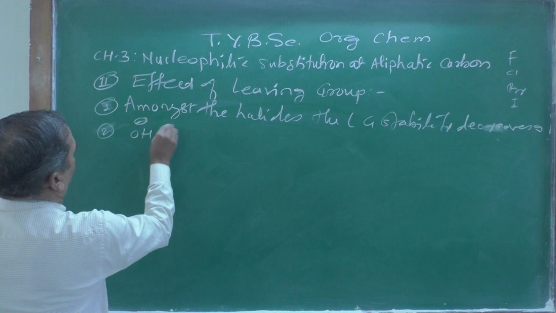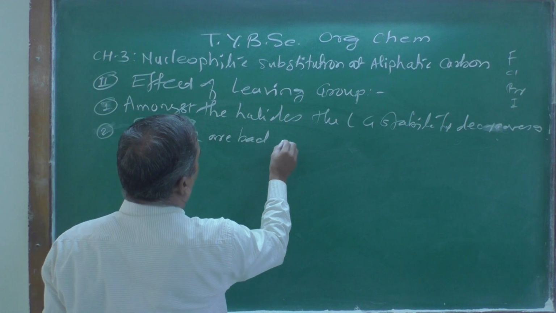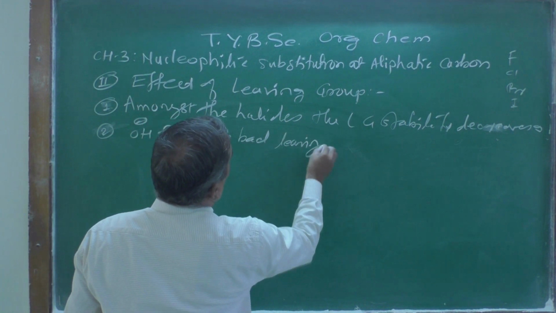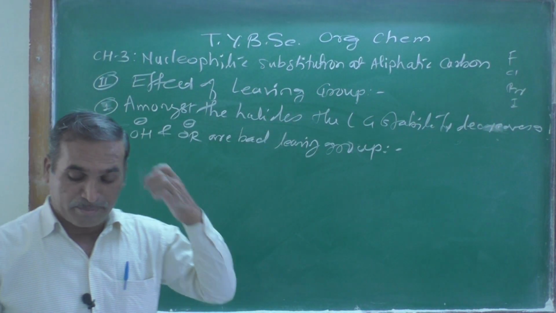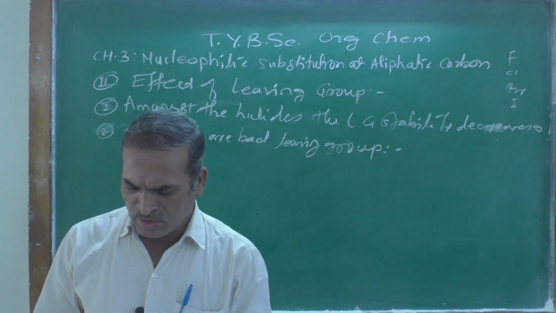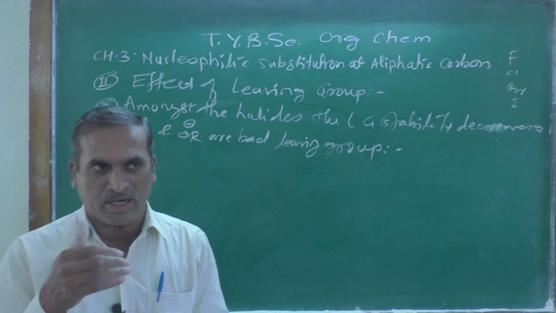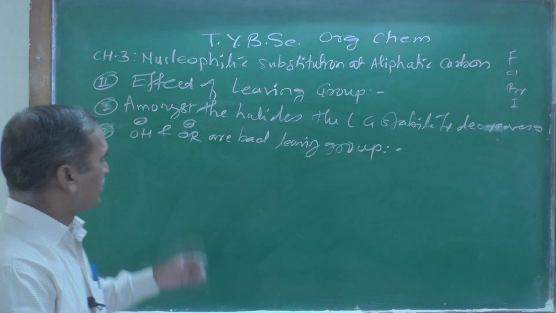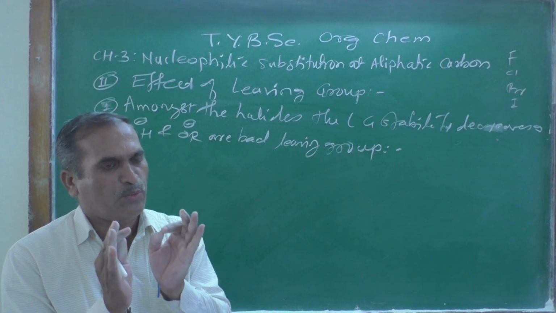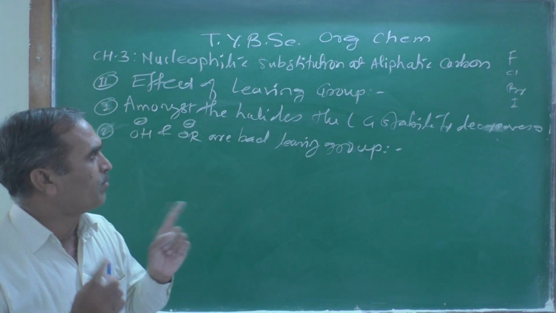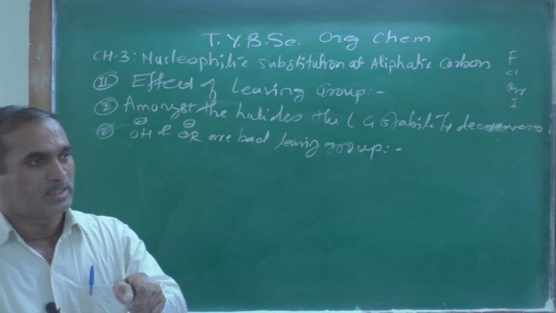OH minus and OR minus are bad leaving groups. Why is this so? The groups OH minus and OR minus are found to be extremely poor leaving groups. These are very poor leaving groups because they are the conjugate bases of very weak acids.